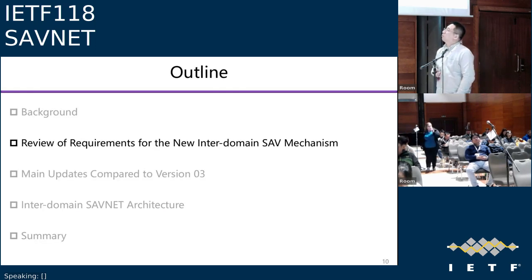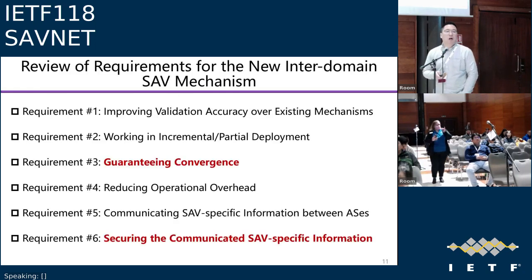Okay, let's review the requirements for the new inter-domain SAV mechanisms. Based on the comments from Bing and Rudiger, we have added two new requirements that are guaranteeing convergence and securing the communicated subspecific information.